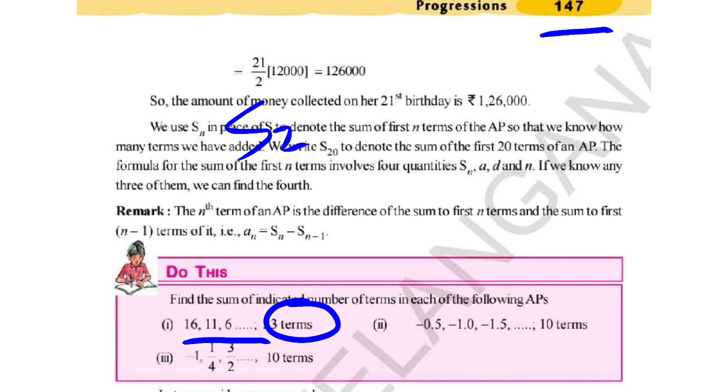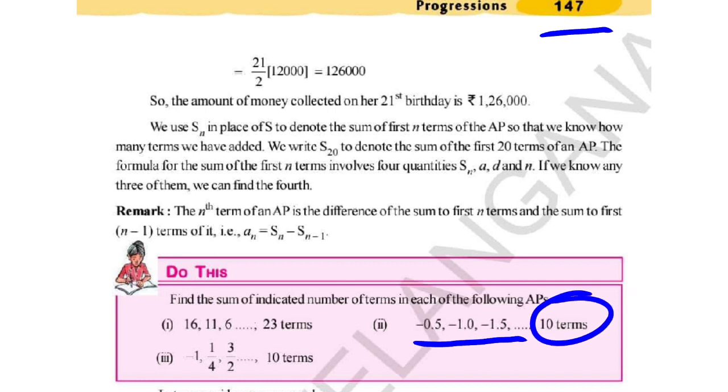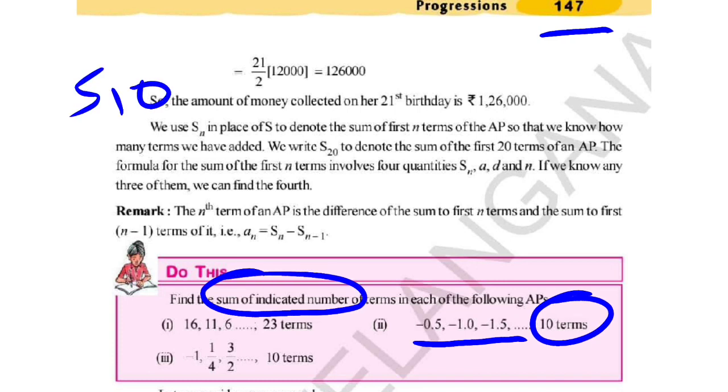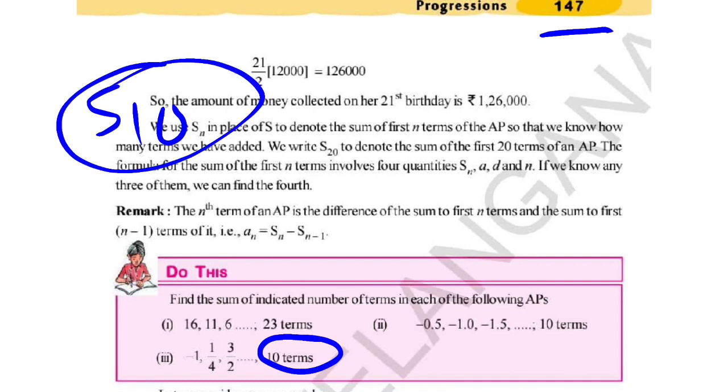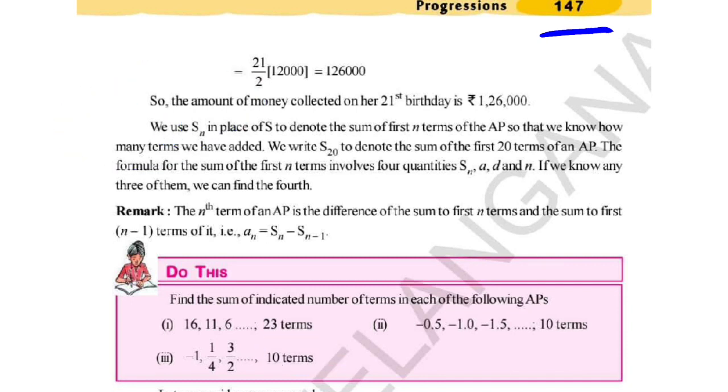Next, the second question: minus 0.5, minus 1.0, minus 1.5 dash. Here what is the indicated term? 10 is the indicated term. So we need to find the sum of the indicated terms. That means we have to find S10 by using the Sn formula. Similarly, in the third question, the indicated term is 10, so we have to find S10. I will explain these 3 problems now.